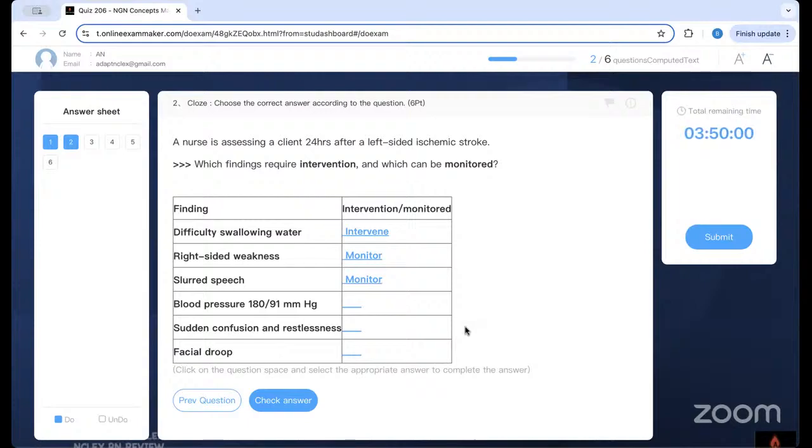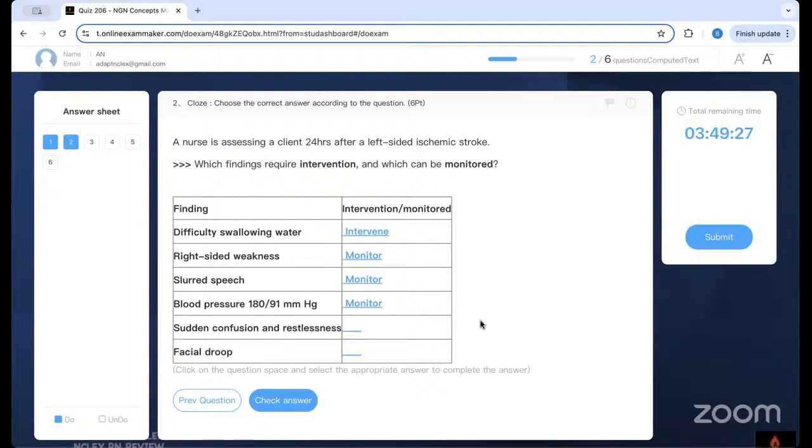You don't want to drop it to 120 over 80. That's wrong. That means that's a bad problem. So 180 over 91 is permissive. It's just 24 hours. This blood pressure is needed for perfusion of the brain. Cerebral perfusion is maintained after 24 hours with permissive hypertension. That is the content. Check Adaptive class. There are some free videos on stroke that you can watch. So this one we should monitor.